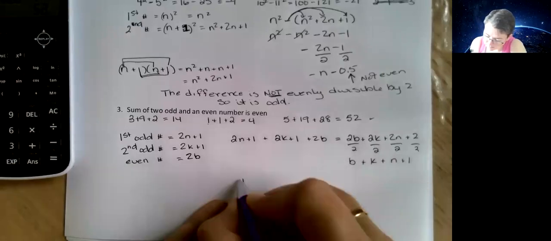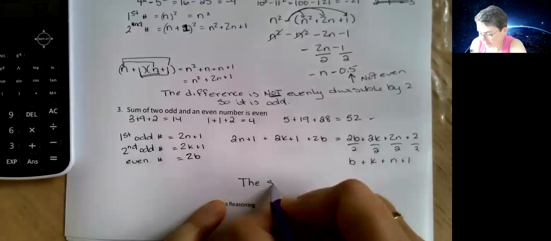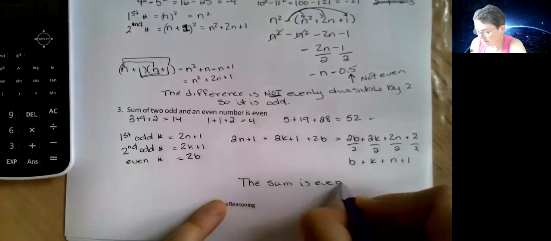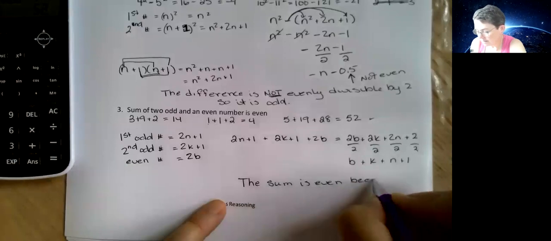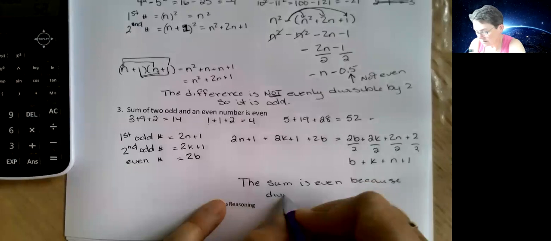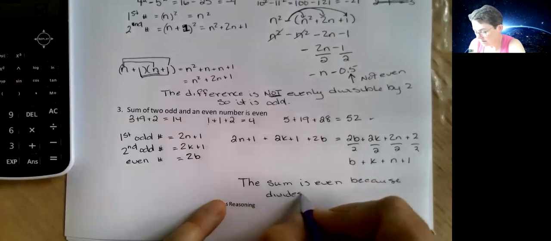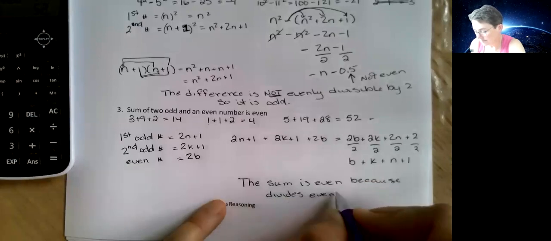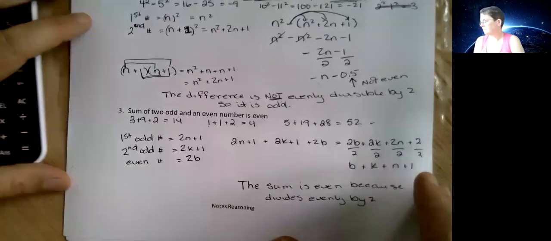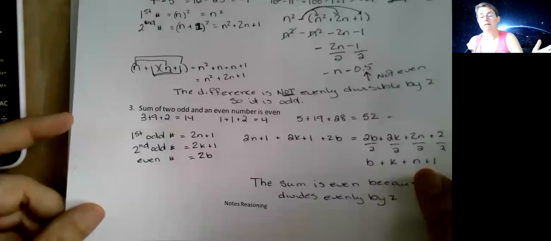So the sum is even because it divides evenly by 2. End the video.